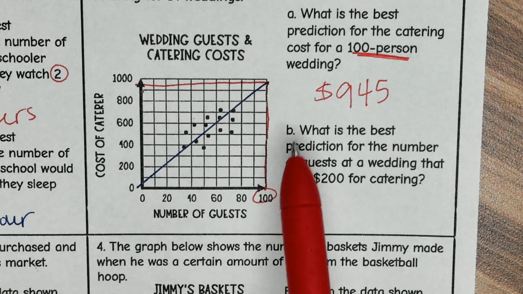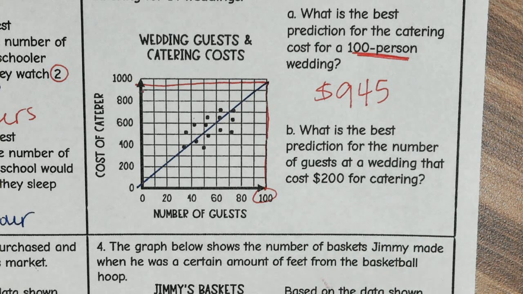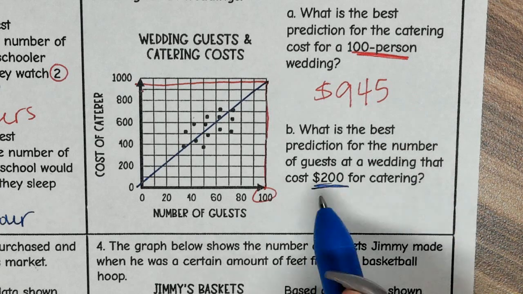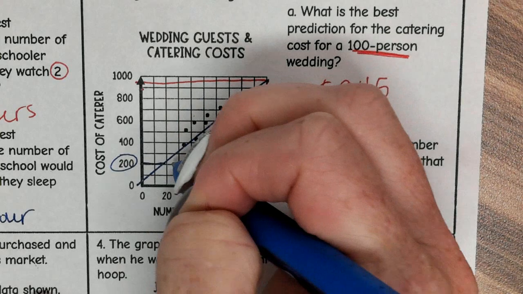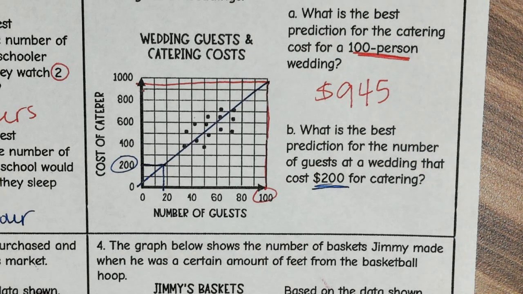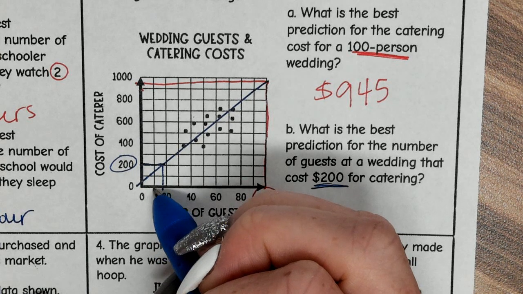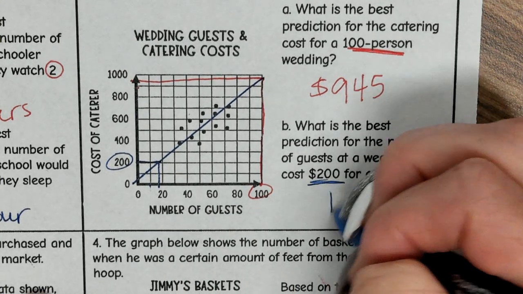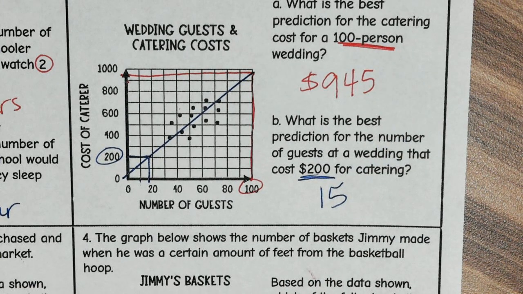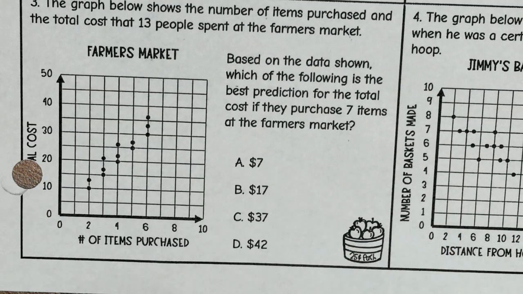Okay, let's read the next question. What is the best prediction for the number of guests at a wedding that costs $200? So where would dollars be? On the y-axis. So I'm going to go to the 200, go over to my trend line and down. And I'm like right before 20. So if this is 0, this would be what? This would be 10. And right there would be about 15-ish. 15, 16. I'm going to put 15. 18 would be a good guess. 17 would be a good guess. Again, these are multiple choice, so you would pick the answer that's closest. All right, let's go do this one.